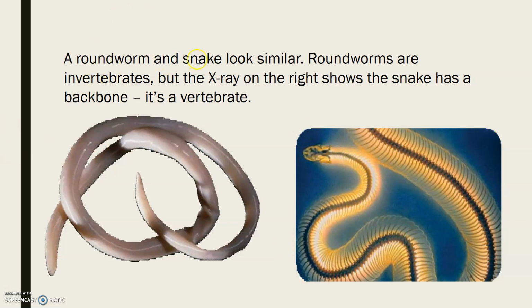So here, a roundworm and a snake look similar. Roundworms are invertebrates, but the X-ray on the right shows the snake has a backbone. It is a vertebrate. So just by viewing an animal, it will be difficult. Sometimes it is difficult to tell if it has a backbone or not. The best example is the roundworm and the snake. The roundworm is an invertebrate while the snake is a vertebrate, because the X-ray shows that the snake has a backbone. So the snake is what? A vertebrate.